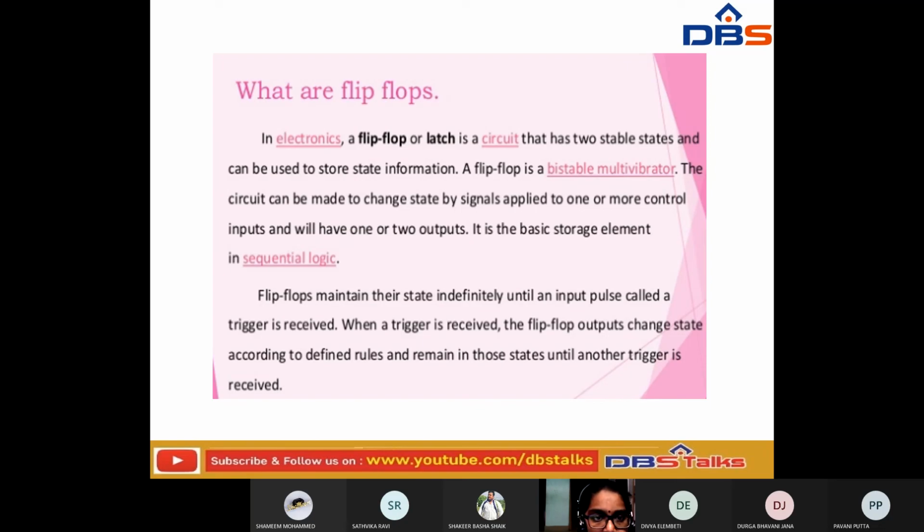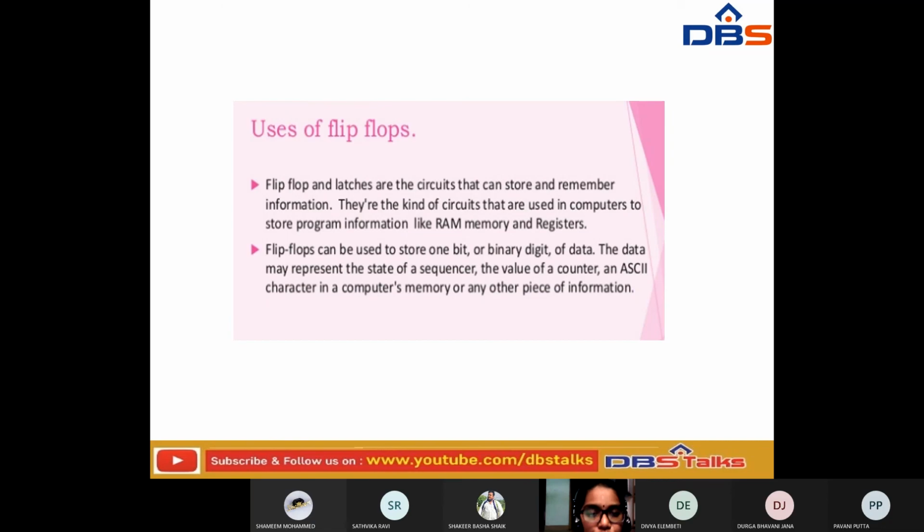If you have observed the uses of the flip-flop, these are some of the uses of flip-flops. Flip-flops and latches are circuits that can store and remember information. So the main use is to store and remember information, and we use latches or flip-flops for that. These kinds of circuits are used in computers to store the program. In computers, mainly flip-flops are used to store information, like program information, RAM memory and registers.